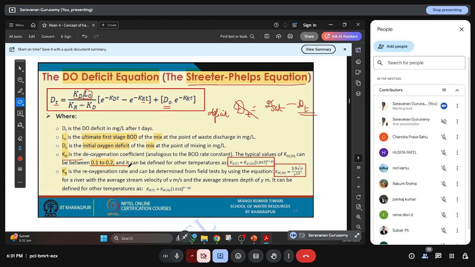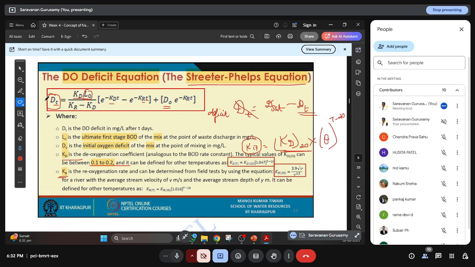Usually the deoxygenation constant ranges from 0.1 to 0.2. You can find the deoxygenation constant based on this equation, because deoxygenation will vary with the temperature. Always the deoxygenation constant will be given for 20 degrees. So if you want it for 10 degrees, you can take the 20 degree value into theta, 1.047 power T minus 20. So T is 10, 10 minus 20; whatever temperature you want, you can give. Always the KD will be given for 20 degrees only. Based on this, we can find the KD. KR will anyway be given with the reoxygenation constant. If you substitute both, you will get the DO at any time t.